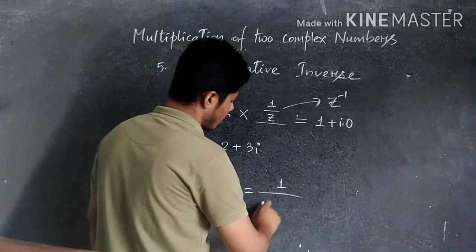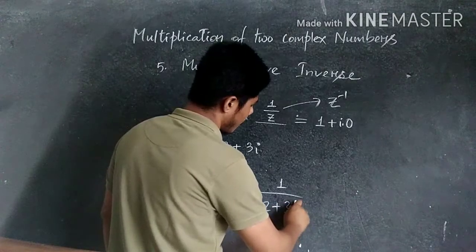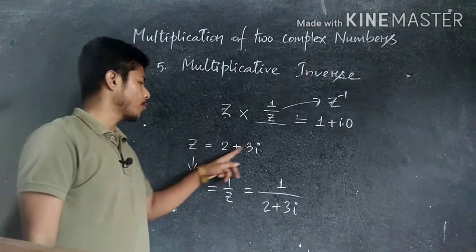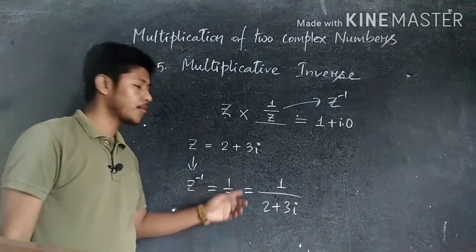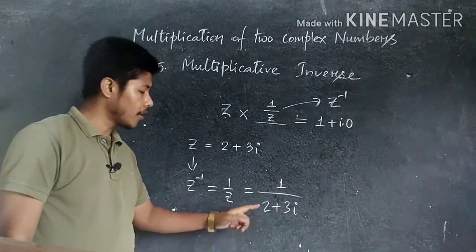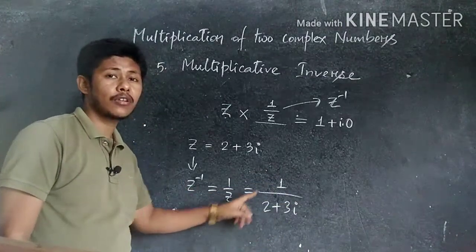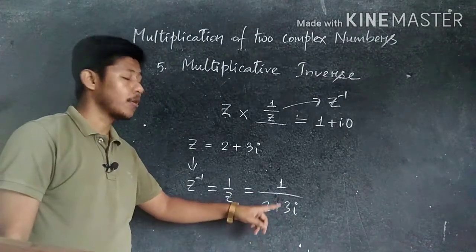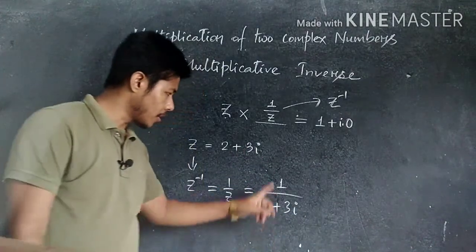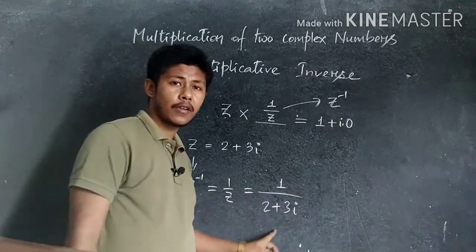So 1 by z we can write as 1 by 2 plus 3i. Z means 2 plus 3i, so z inverse means 1 by z, which we can write as 1 over 2 plus 3i. If we keep the answer in this way, it is not our correct answer, because a complex number is of the form a plus ib, and this result is not of the form a plus ib.